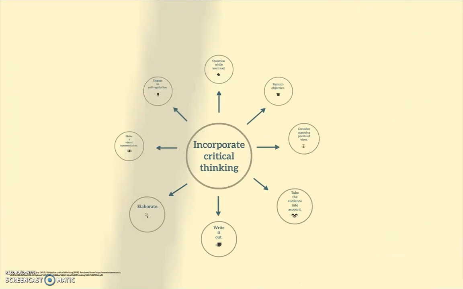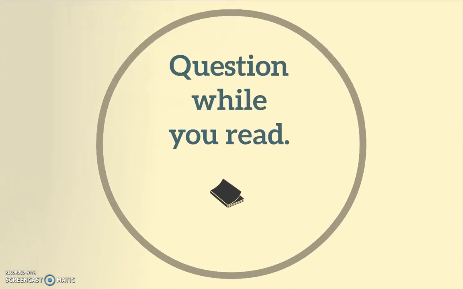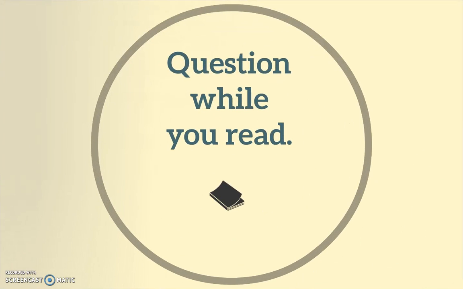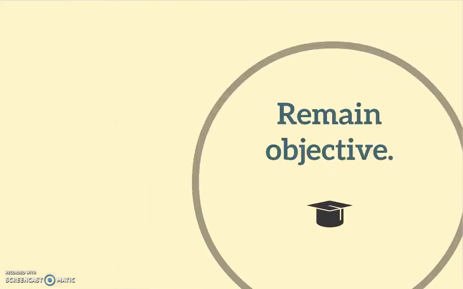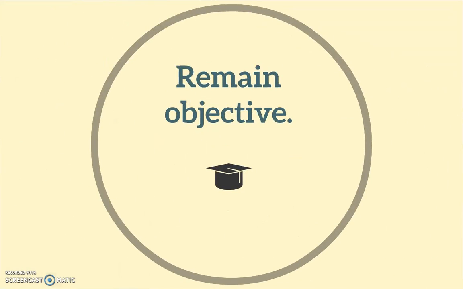Here is how to start incorporating critical thinking into your studies and day-to-day life. Question while you read. Critical thinking involves questioning your own assumptions and the author's assumptions. As you read, pay attention to the main point and evaluate any claims, assumptions, or arguments you come across. Remain objective. Do not accept an argument just because you read or heard it from a legitimate source. Question the validity of the information and think of arguments that can be made against it.